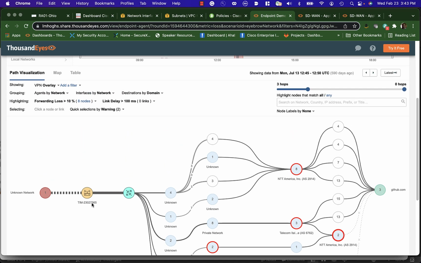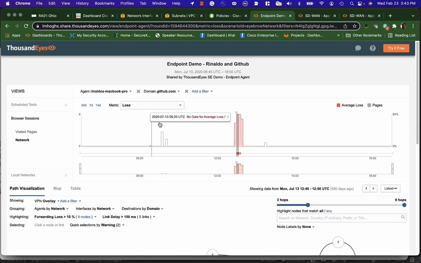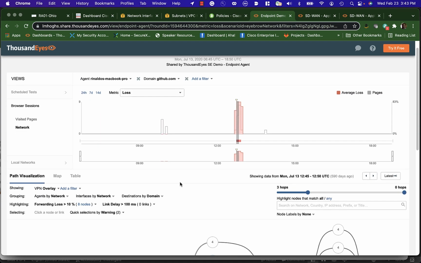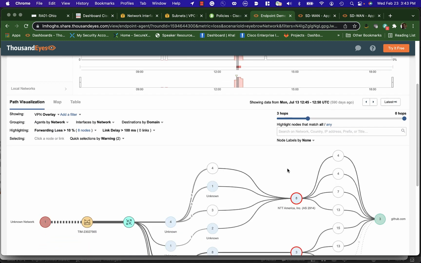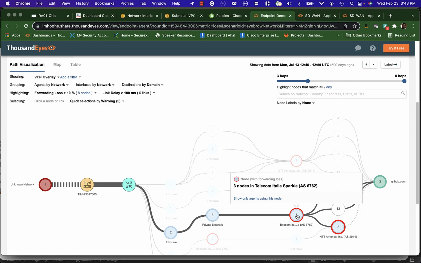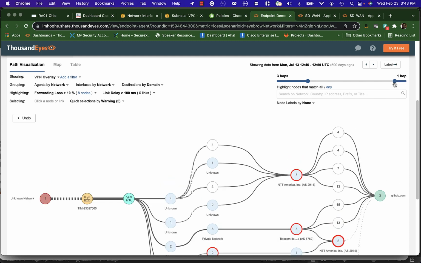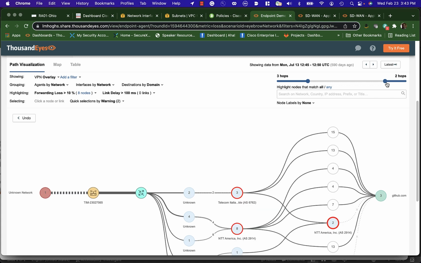Red circles, obviously they're being highlighted because either we've got a loss of greater than 10% or a latency of greater than 100 milliseconds. We have none highlighted for latency, so these look to be all issues because our forwarding loss is greater than 10%. And that's the metric we were looking at up here anyway. So how do I figure out where the real problem is? Where's the biggest issue on this particular link? I can actually visualize a little deeper what's happening within our space.